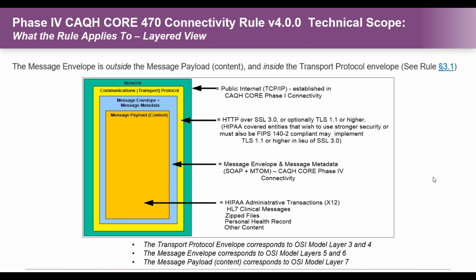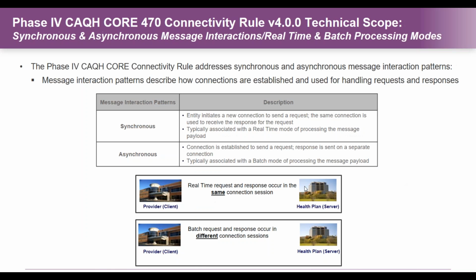So between these 4 layers shown in this diagram, that's pretty much all of the layers that we deal with. Keeping in mind that the message payload content is really an application level focus. The focus of the connectivity rule is the message envelope, transport, and network. Next slide, please.